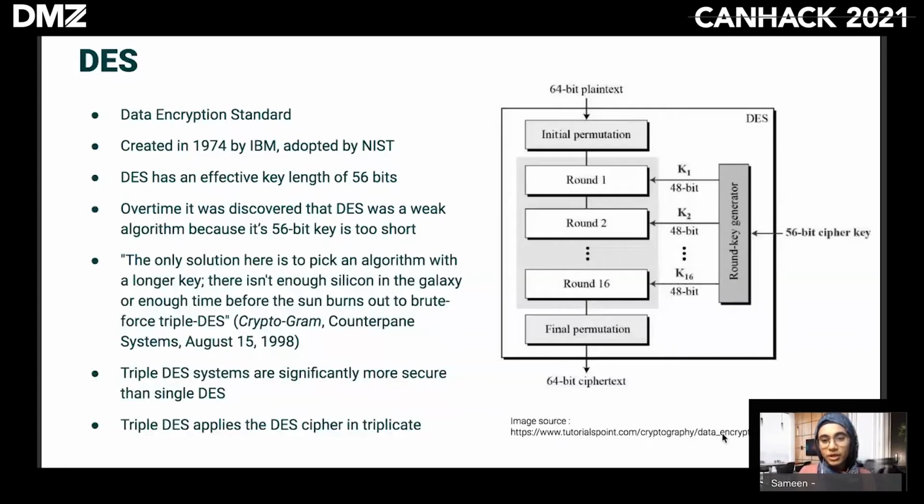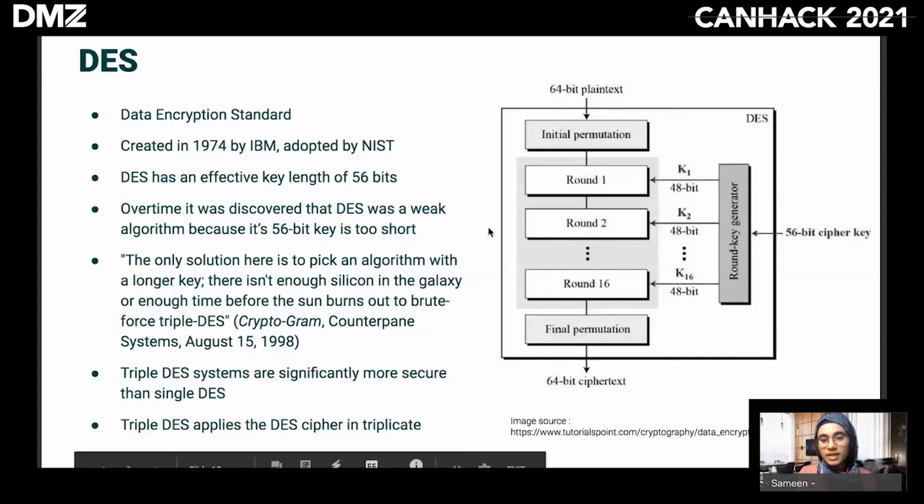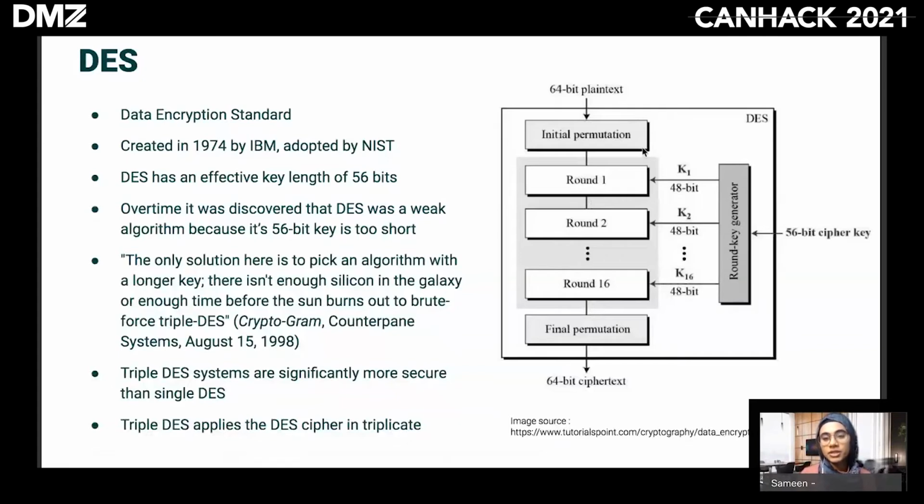So right here we have exactly what would happen in original DES. However, it was discovered over time that DES was weak because it could be cracked easily and the 56-bit key was too short. There's a famous quote that solved this DES problem. The only solution here is to pick an algorithm with a longer key. There isn't enough silicon in the galaxy or enough time before the sun burns out to brute force triple DES.